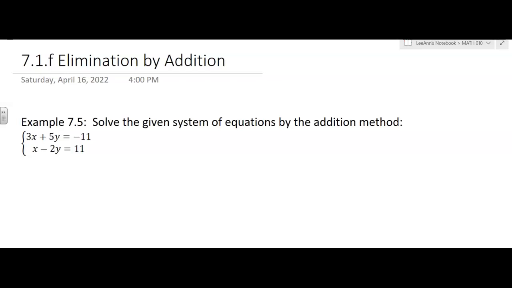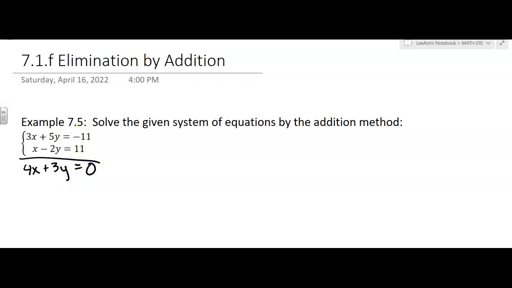Okay, so hopefully the last video was fun where we added equations and we were able to solve the system. Now, don't write this next part down. So it says to solve by the addition method. So you're like, okay, I know how to do that. I'm going to add these equations. 3x and x is 4x, and 5y and negative 2y is 3y, and negative 11 and 11 is 0.